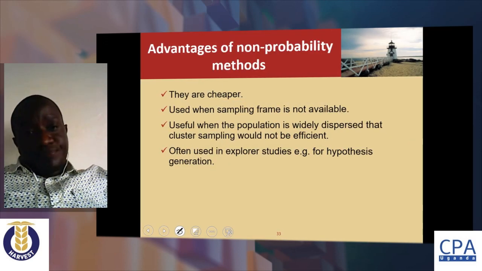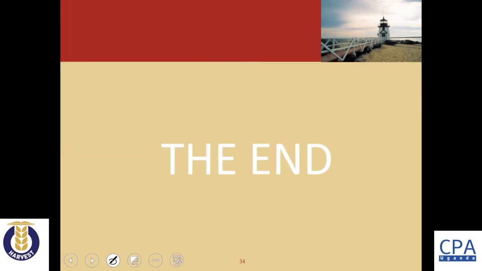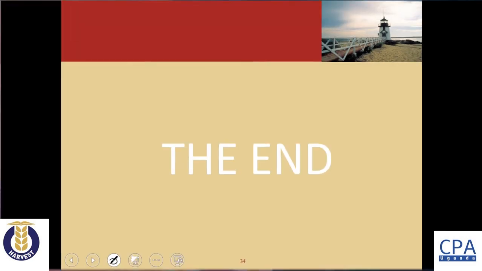So basically, there are a number of advantages of the non-probability sampling methods, which I want you to really consider and prepare for as you're preparing for the exam. One of those is that non-probability sampling methods are cheap. Okay, they are cheap. They are used when a sampling frame is not available. They are useful when the population is widely dispersed. They are often used in exploratory studies, that is, for hypothesis generation. And of course, the disadvantages are there.